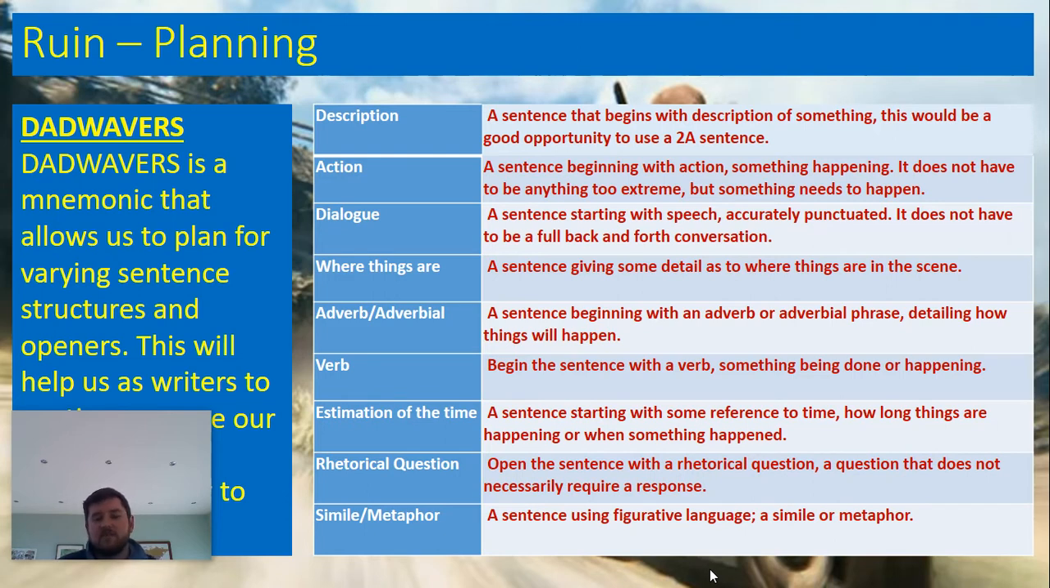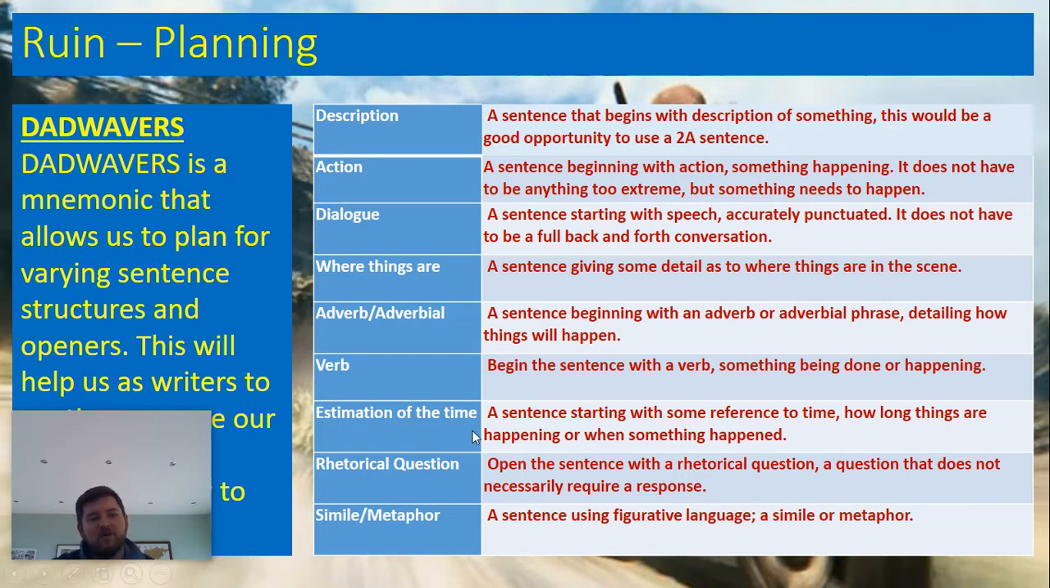Estimation of time, a sentence starting with some reference to time, and you'll see when you look at my example, it doesn't have to be anything complicated. Okay. A rhetorical question, so use a rhetorical question for a sentence. So that is a question that doesn't necessarily require a response. It's not some form of dialogue. It's showing what maybe your character is thinking or helping the audience think about what's going on. And then finally, using figurative language, so a sentence that includes a simile or metaphor.